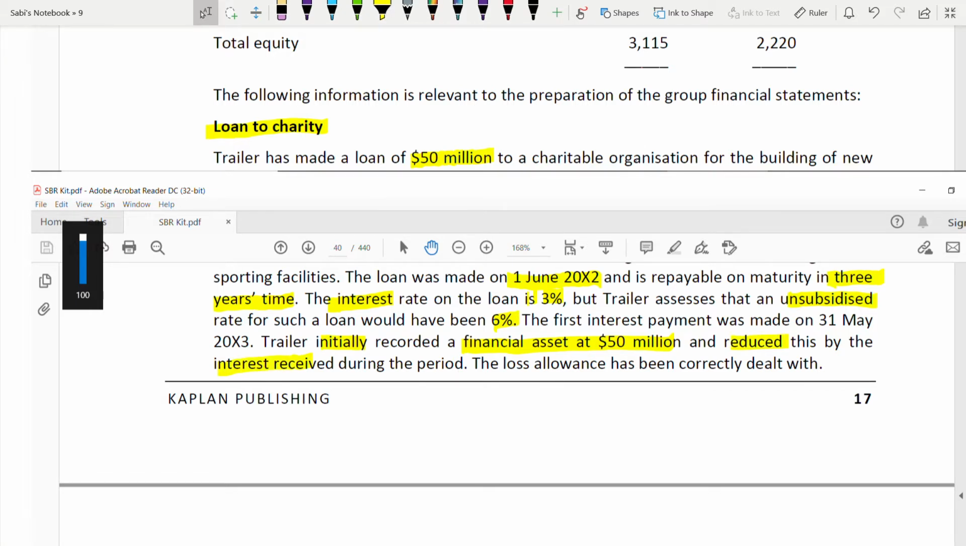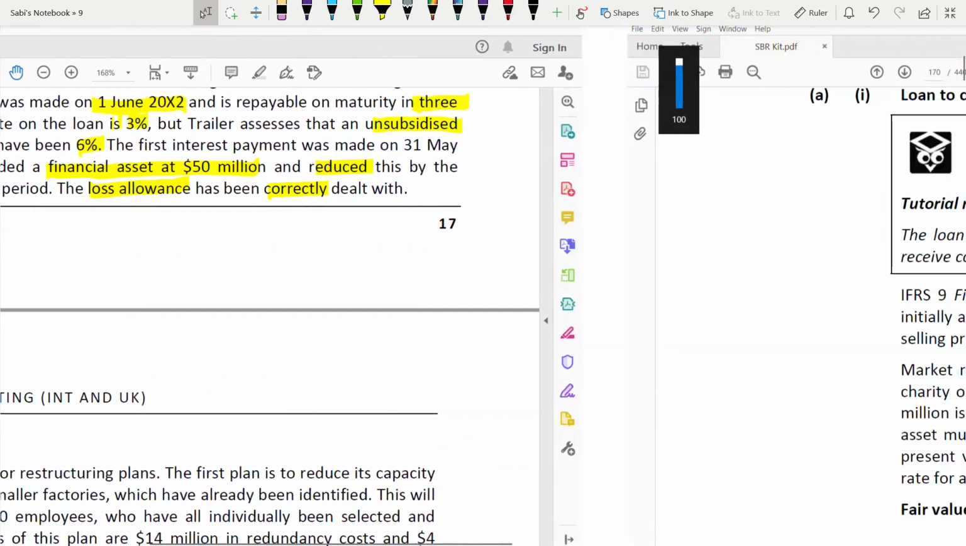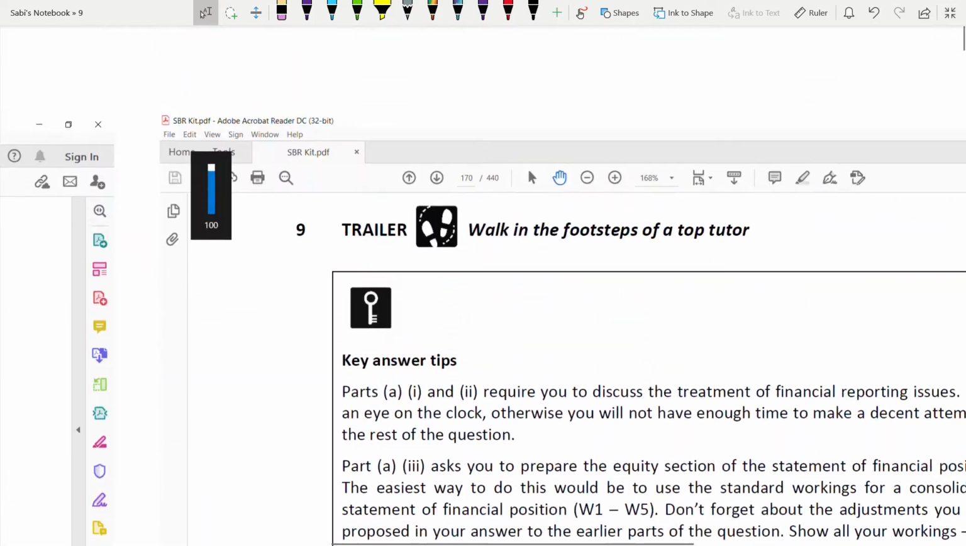The loss allowance has been correctly dealt with. Correctly. Okay, what is this loss allowance? The financial asset, under IFRS 9, we know what is loss allowance and all. So if some of you want to clarify it more, you can go to IFRS 9 and check it out. Okay. So next is restructuring plans, which I don't need to read. Now I'm going to the answer.